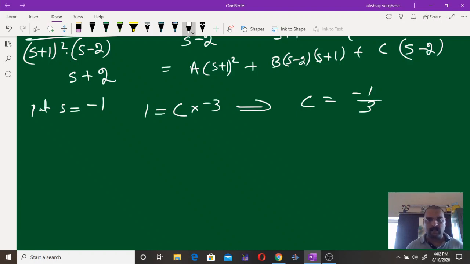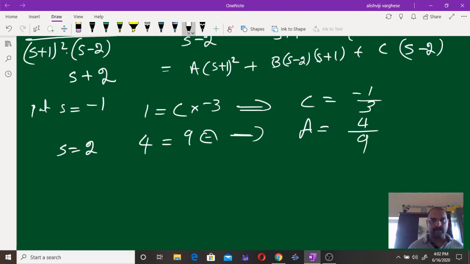And the next thing, we can substitute s is equal to 2. When s is equal to 2, then 2 plus 2, that is 4, is equal to, here we get 0, here also it is 0, so it is 2 plus 1, 3, 3 to the power 2 is 9, 9A, which gives A is equal to 4 by 9.